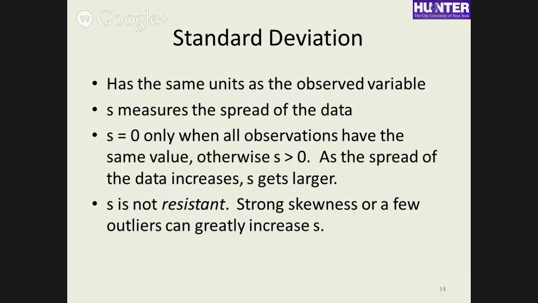It's 0 only when every observation is identical. Otherwise, it's always positive. It's never negative because we're taking squares and squares are always positive. And the more spread, such as due to skew or due to outliers, the larger the standard deviation becomes. Or just due to there being more of a distribution of the data. And again, it's not resistant, so an outlier can have a large effect on the standard deviation.